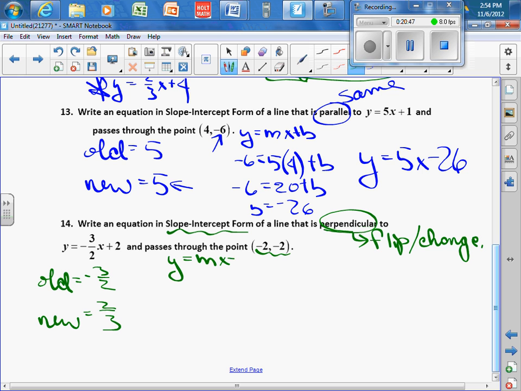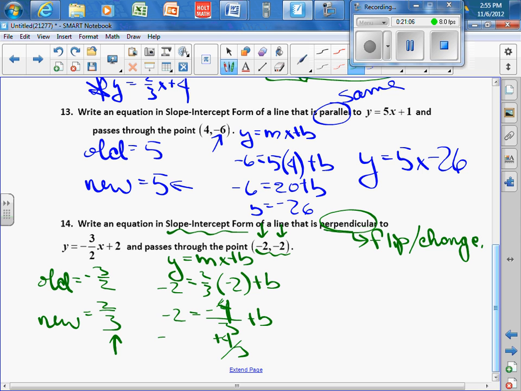Y equals mx plus b. Negative 2 here is equal to 2/3 times x, negative 2, plus b. Negative 2 is equal to negative 4/3 plus b. Adding 4/3 to both sides, we get b is equal to negative 2/3. So you have y is equal to two-thirds x minus 2/3.